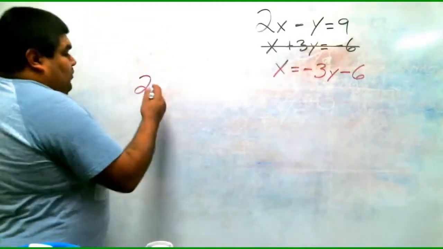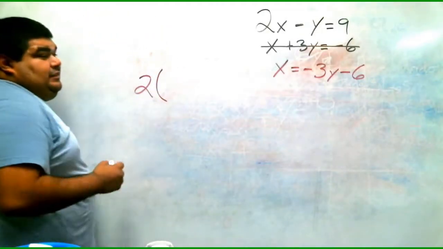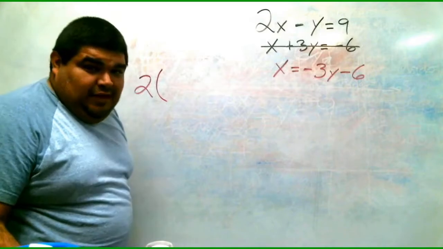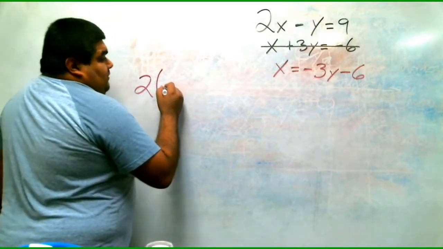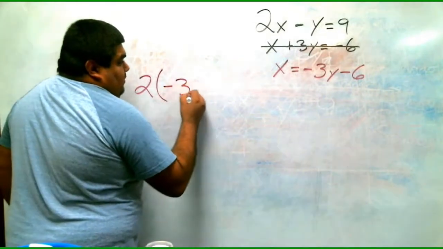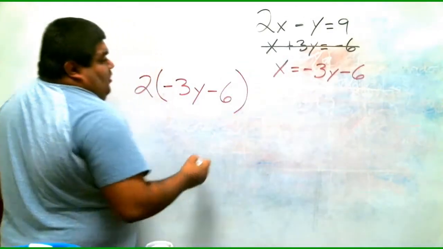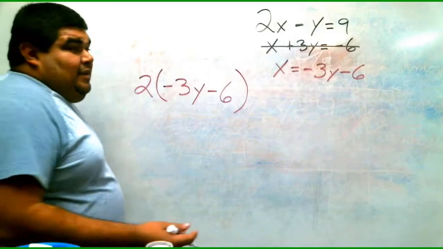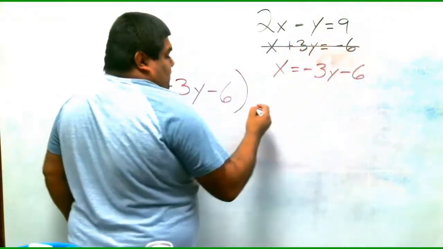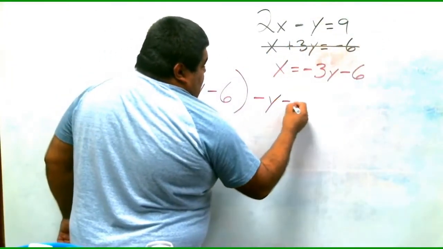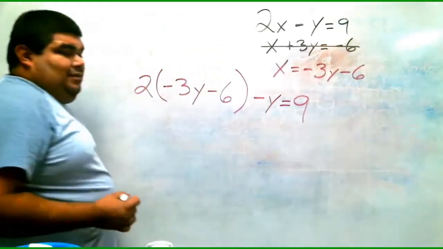So we have 2 parentheses, what x is the value of, okay? So the value of x is negative 3y minus 6. Close our parentheses and then keep the rest of the equation, minus y equals 9.